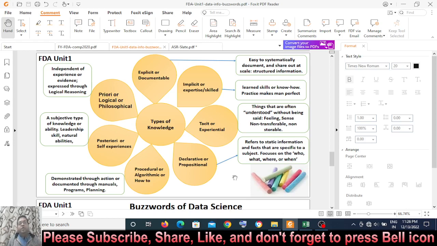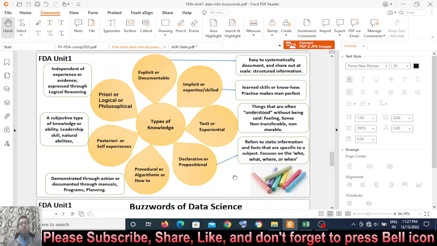Now, priori or logical or philosophical knowledge, which we call Tarka Shastra, is the knowledge which goes by reasoning only. It says that A is possible if B is like this. That is what we call priori or logical or philosophical knowledge. So these are the 7 types of knowledge which some data analytics and data science scientists say exist. So this is what we had regarding knowledge.